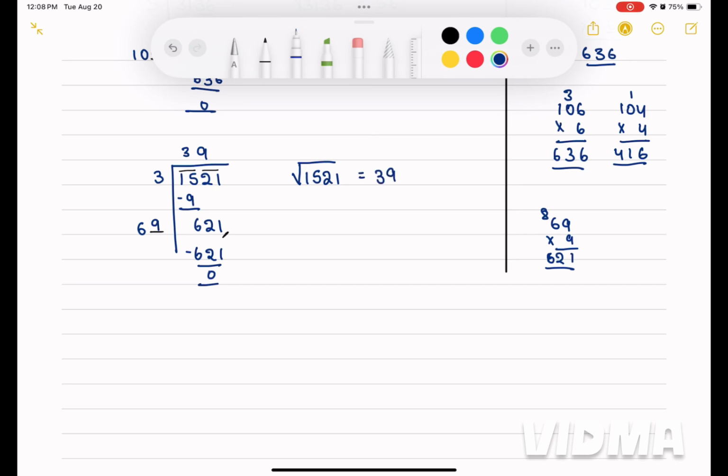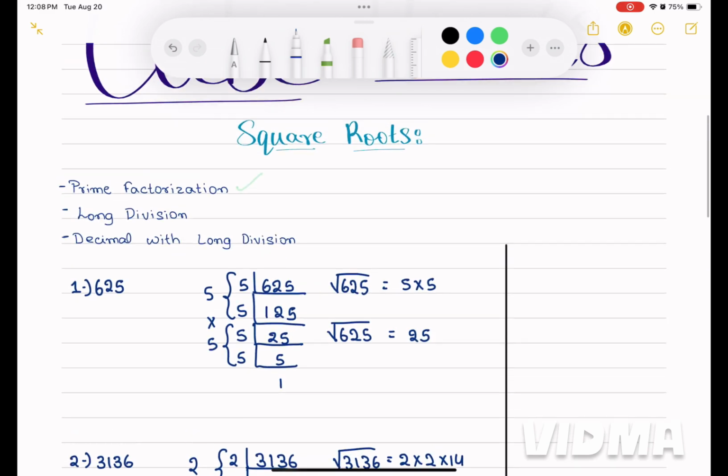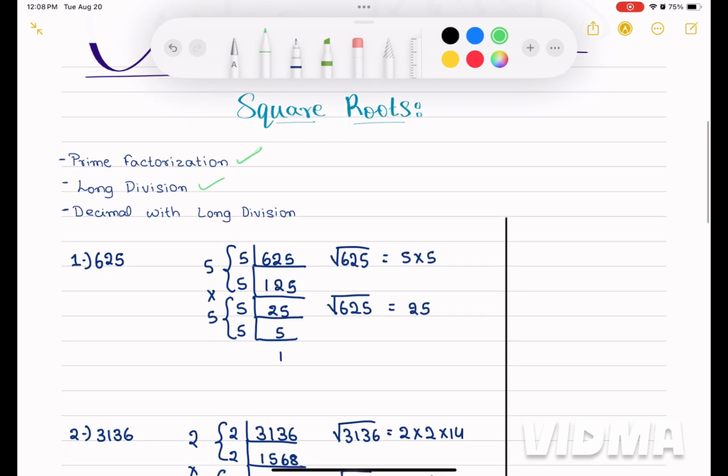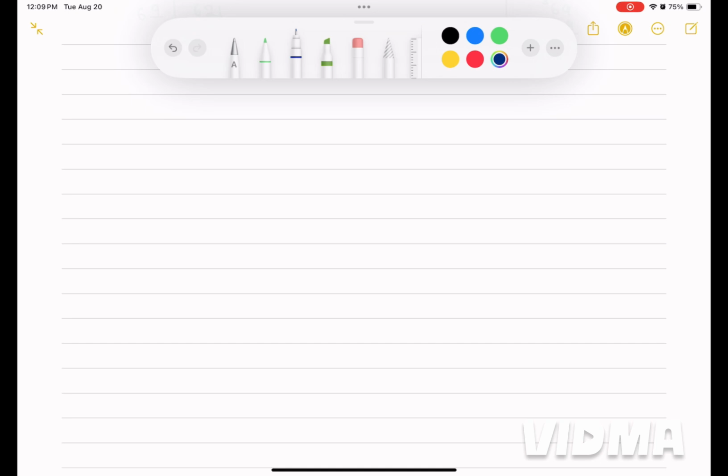We're also done with our second method, long division. I hope you guys understood this. If you have not, I'm still going to give you a few sums in the description which you can practice. Let's go to decimals. Which number do you say we take?